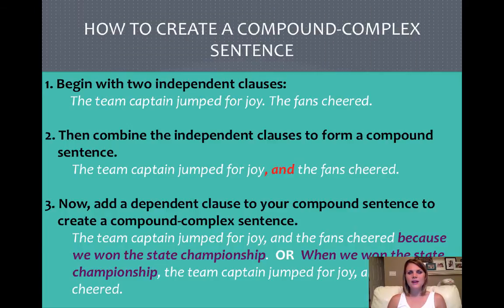So, how to create a compound complex sentence. Here's an example, and we're breaking it down into steps in case you're confused about how to write one of your own. Step 1, begin with two independent clauses just by themselves, like the team captain jumped for joy, the fans cheered. Step 2, combine the two independent clauses to form a compound sentence. The team captain jumped for joy, comma, and the fans cheered.